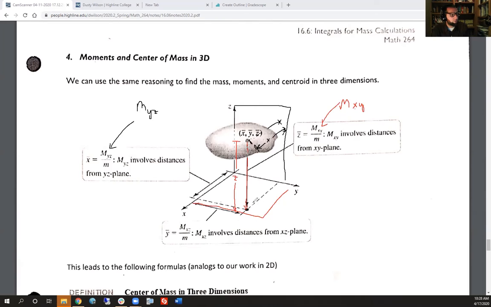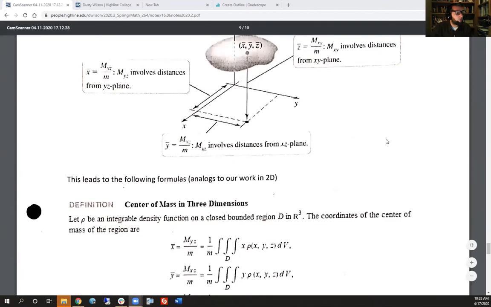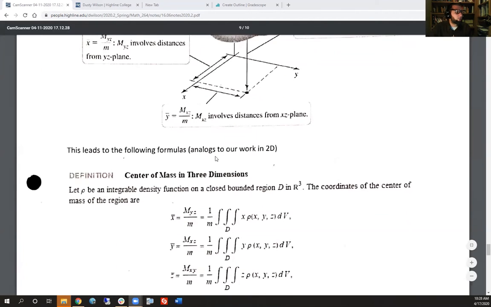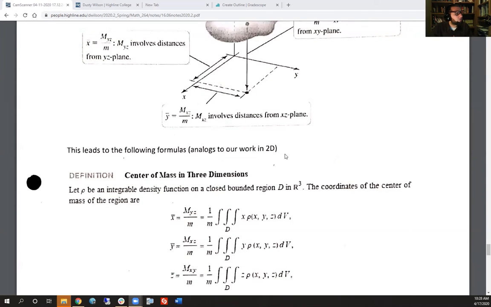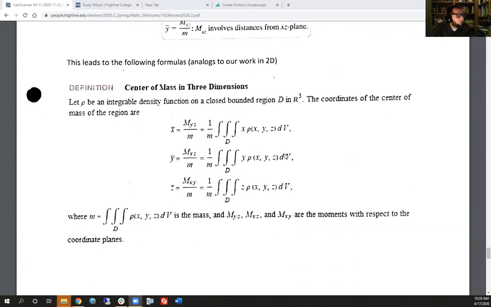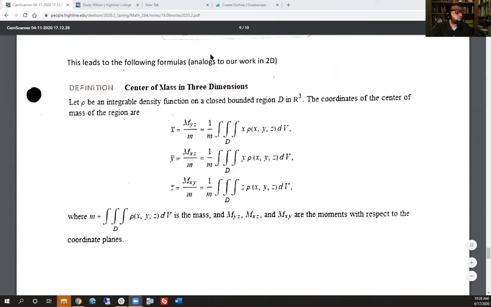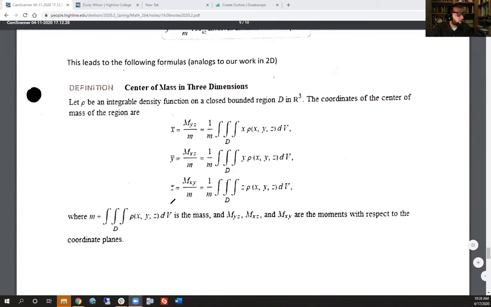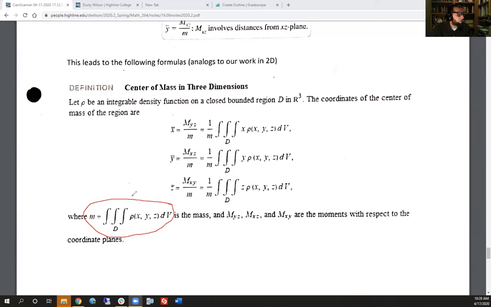So very good. I hope from that you can see that this leads to the following formulas. These are analogs of our work in 2D. So we have the mass itself is going to be equal to the triple integral across the region of the density function dV.